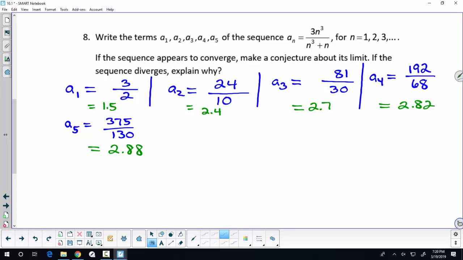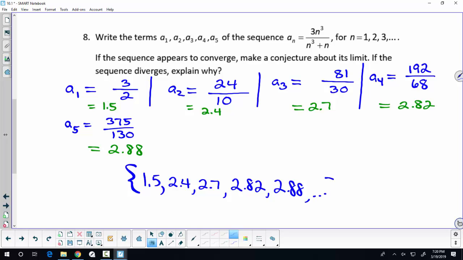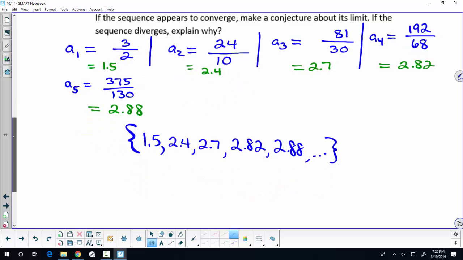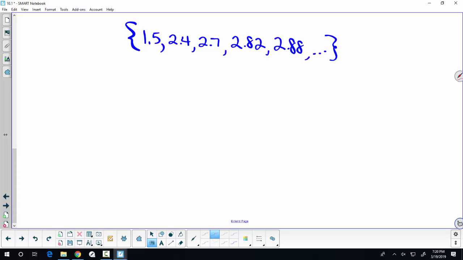All right, we'll write those out: 1.5, 2.4, 2.7, 2.82, 2.88. So maybe that's not enough. You see the fourth and the fifth, it didn't jump all that much, 2.82 to 2.88. Maybe you think it converges to something like 2.85 or 2.89. But how do we know it doesn't go to infinity?